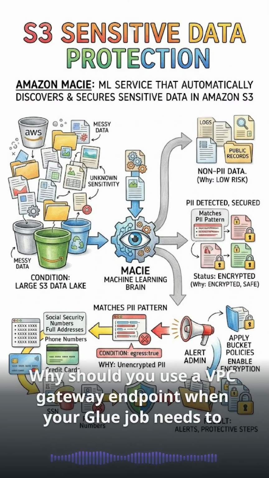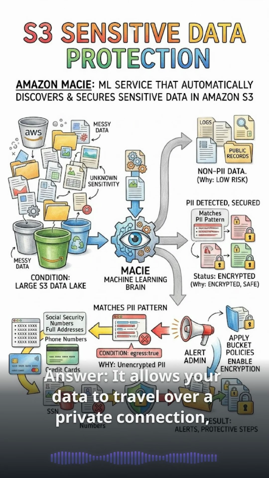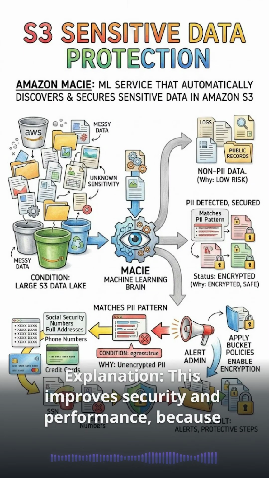42. Why should you use a VPC gateway endpoint when your Glue job needs to access S3? It allows your data to travel over a private connection, without ever touching the public internet. This improves security and performance, because your traffic stays completely inside the private and fast AWS network backbone.